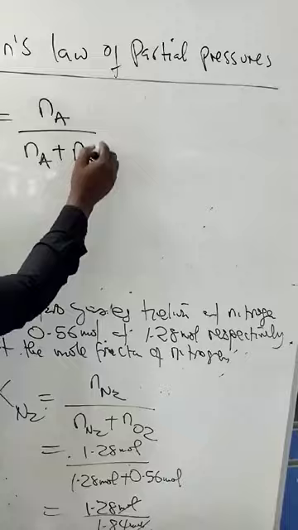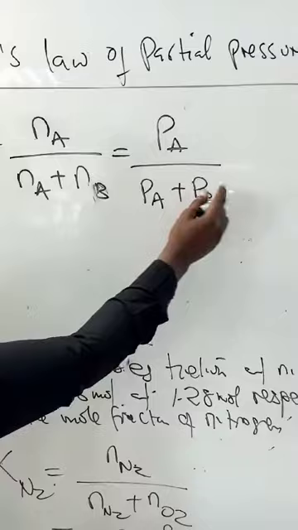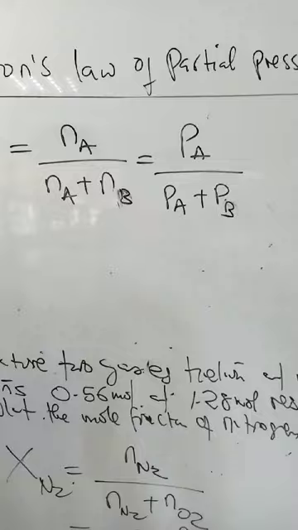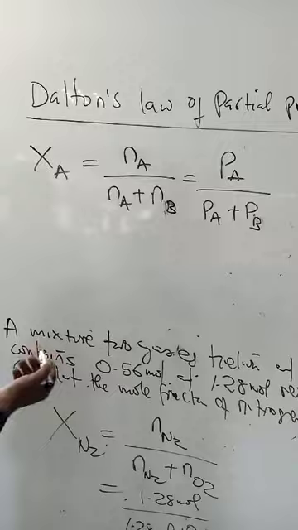NB, which is equal to PA plus C plus PB. Okay, so there's this relationship. The number of moles is directly proportional to the partial pressure. So when you are given the partial pressure, you can still calculate the mole fraction.